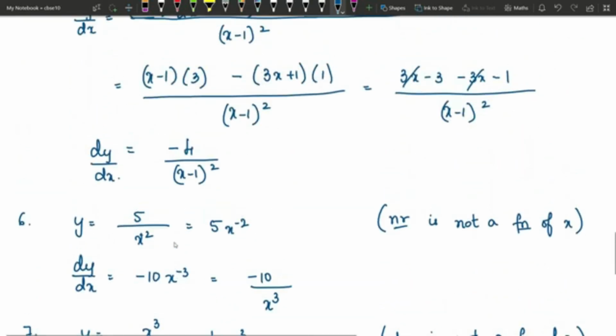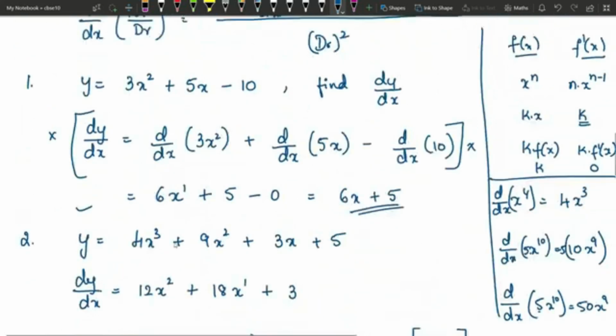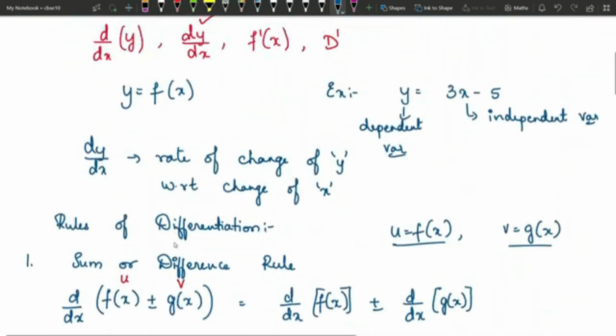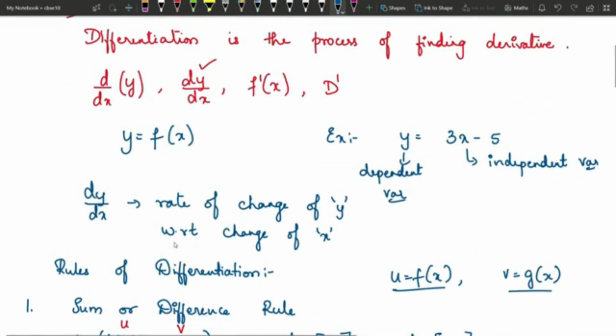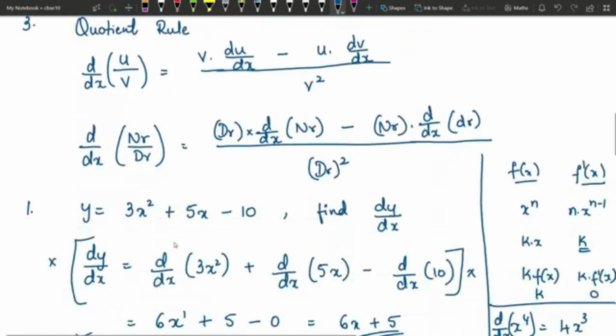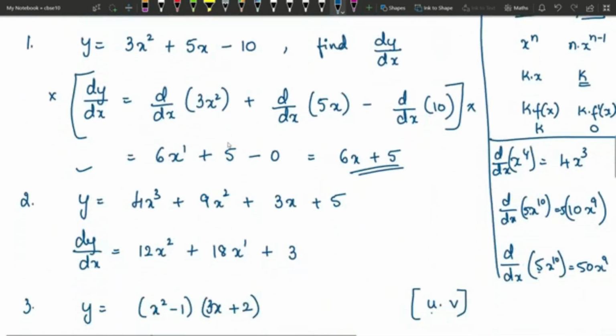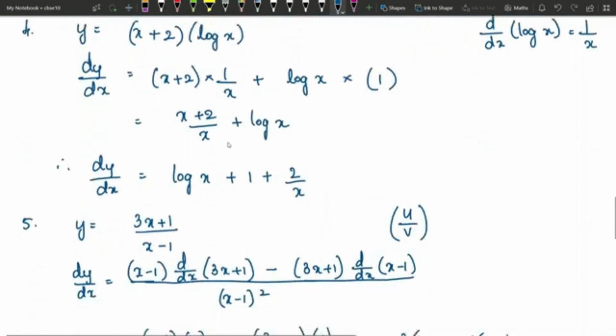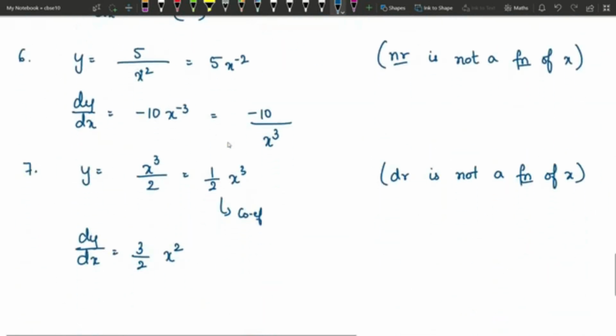This is about sum rule, difference rule, product rule and quotient rule. Please go through this again if you have not understood it clearly. Once you have understood this, these are basic questions. This type of questions will not appear in the exam because it is too simple. I have explained this so that you will understand how to do basic differentiation.